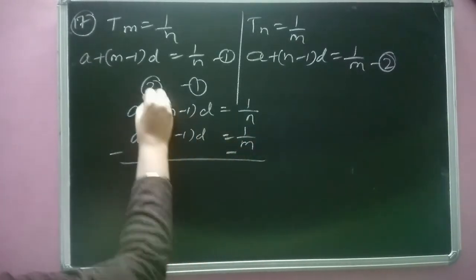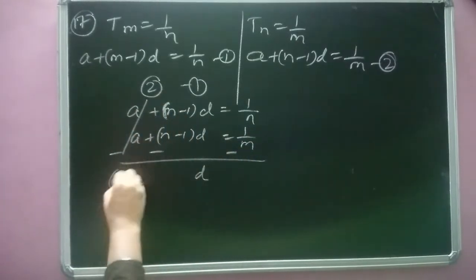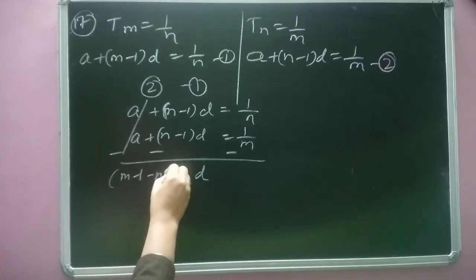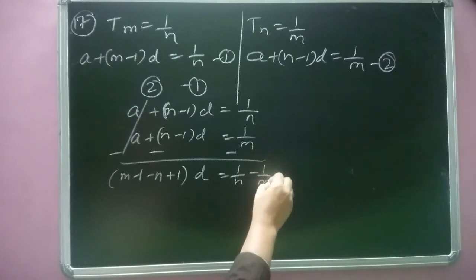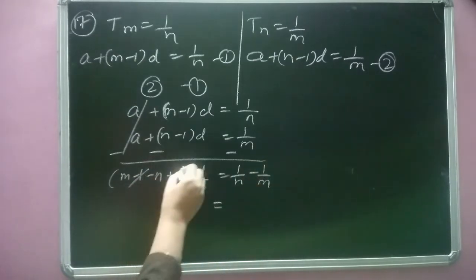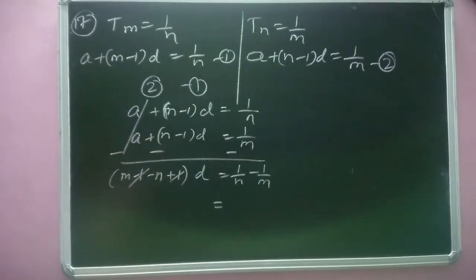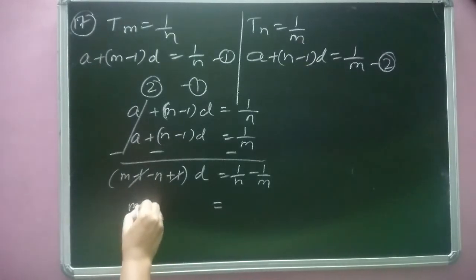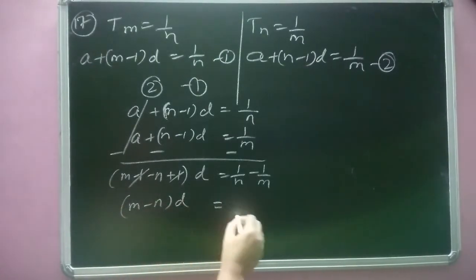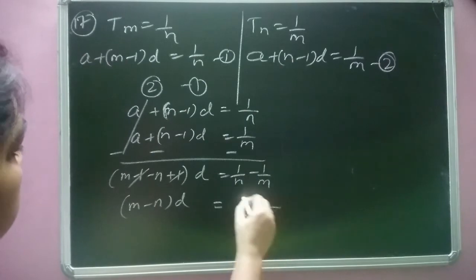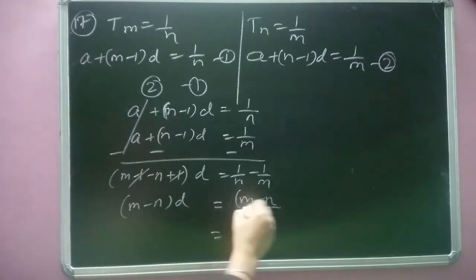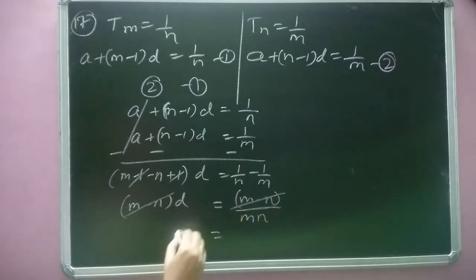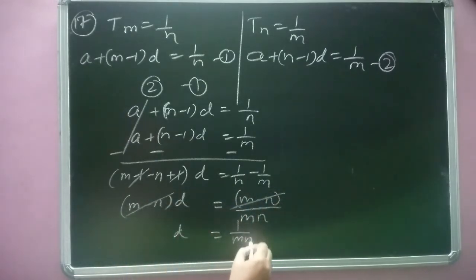When you subtract, a and a will get cancelled. Take d common. (m minus 1 minus n plus 1) into d equals 1 by n minus 1 by m. Again minus 1 plus 1 will get cancelled. You get here (m minus n) into d. Take LCM on the right side. Here also you will get (m minus n) by mn. M minus n will get cancelled, and d will be equal to 1 by mn.